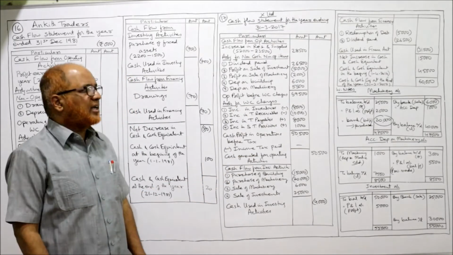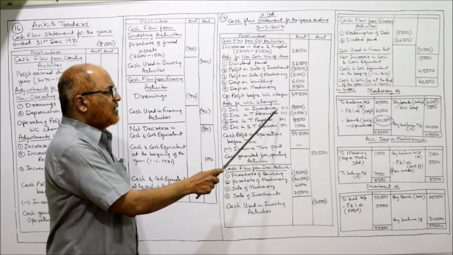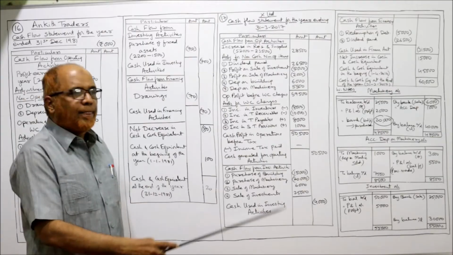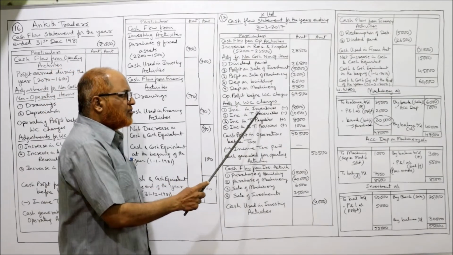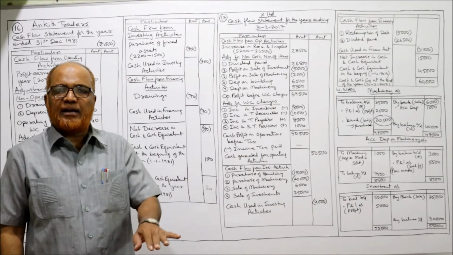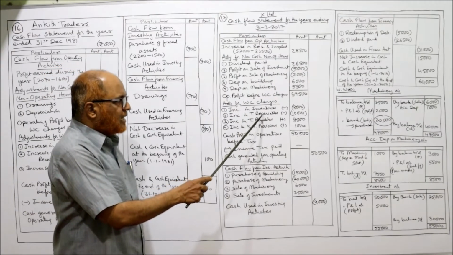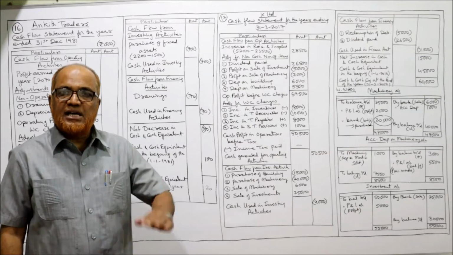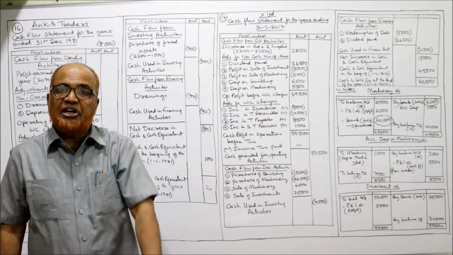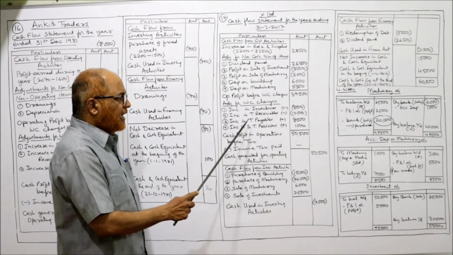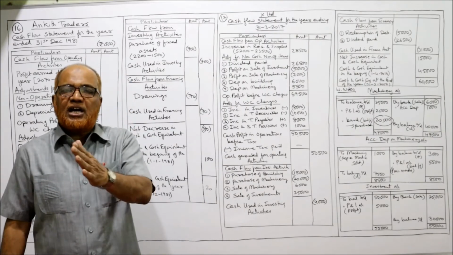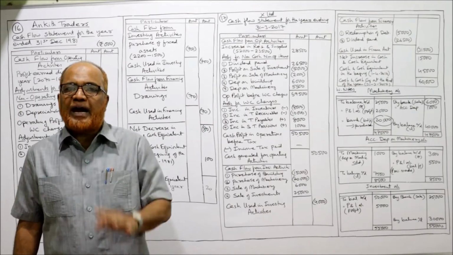Now adjustment for working capital changes. Increase in inventory. Increase in inventory is increase in current asset, minus. Increase in trade receivable, again minus, because inventories and trade receivable both are current assets. Increase in current asset should be deducted. Next, increase in trade payable, increase in short-term provisions, increase in current liability should be added.